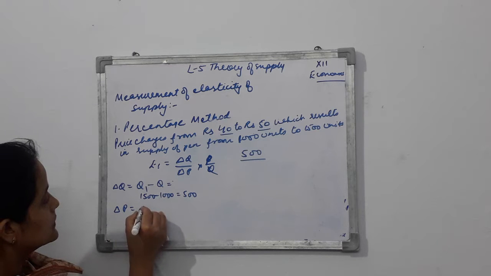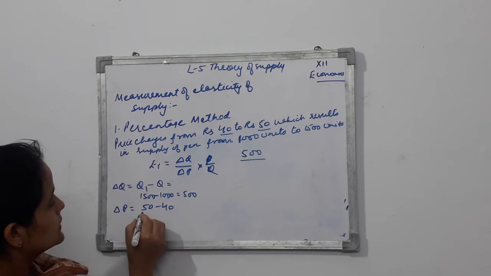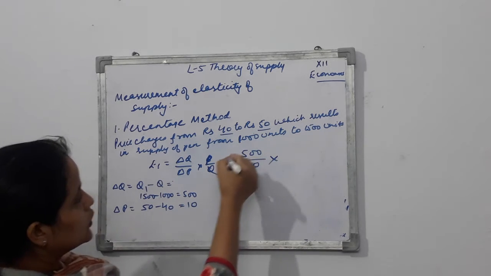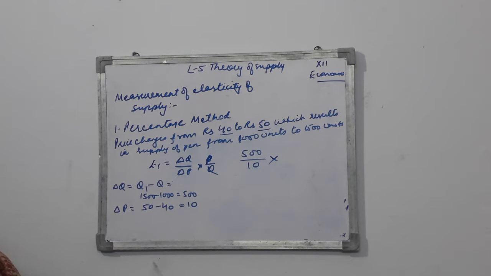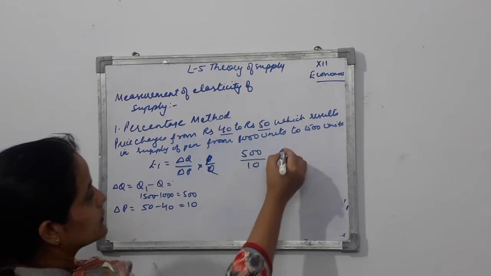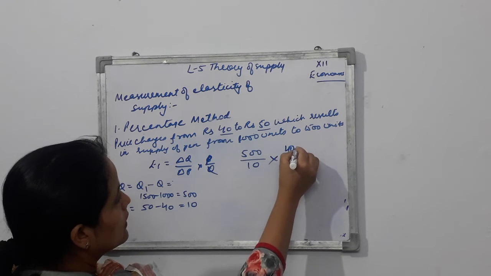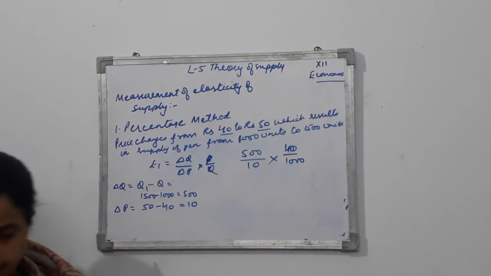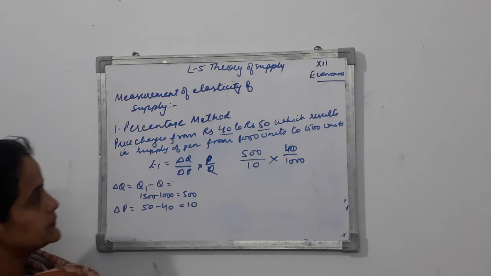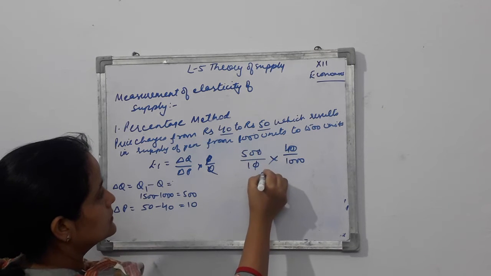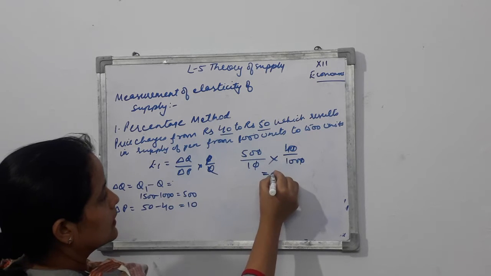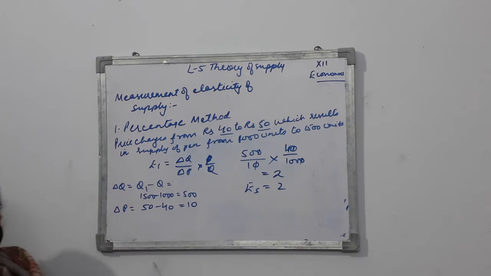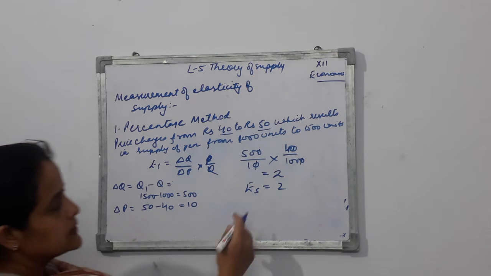50 minus 40. This is your new price, this is your old price. So you get 10. Into P and Q, which are your old price and old quantity supplied. So 40 upon 1000. Quantity is 1000. So elasticity of supply is how much? 2. That means elasticity of supply is 2.